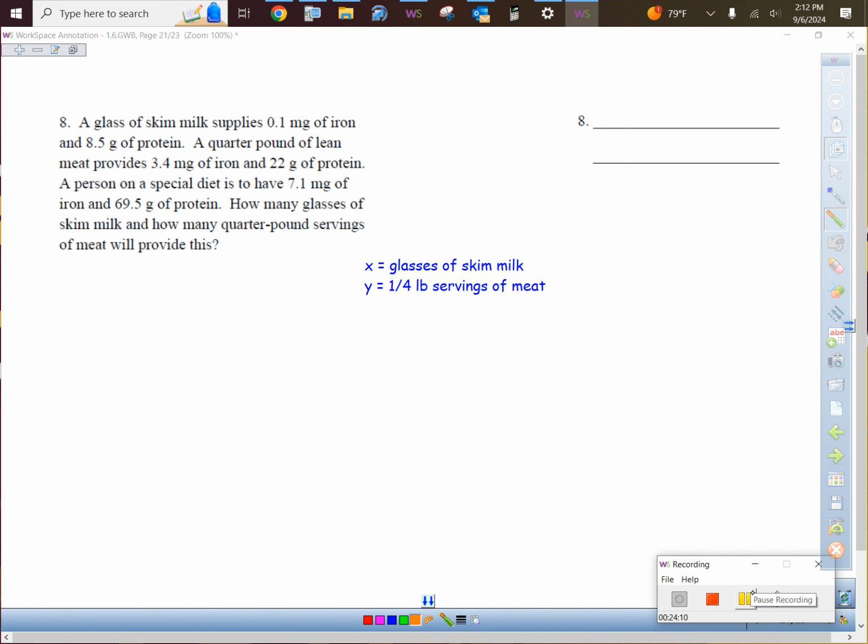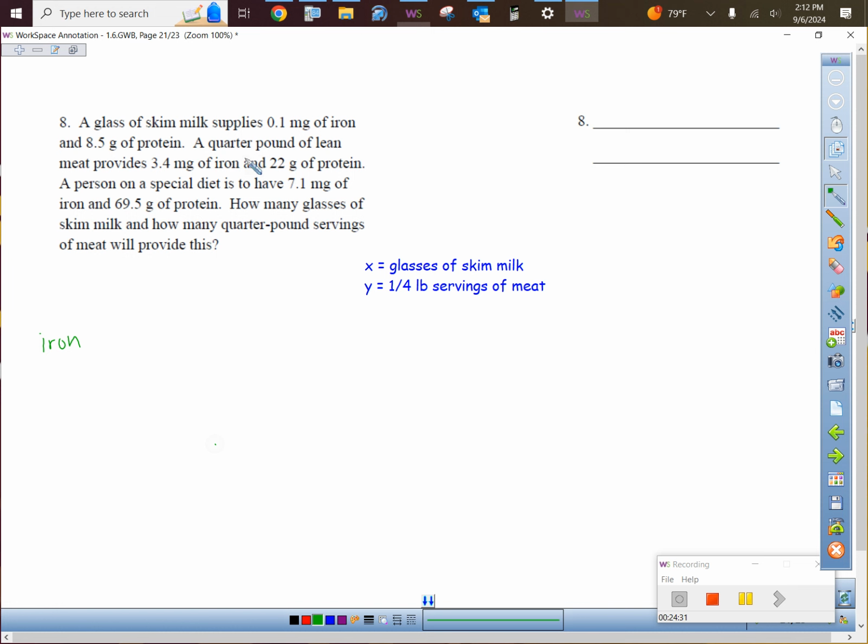But what them other major players are is what your 2 equations can be. Because isn't there something about iron and isn't there something about protein, right? So that tells you that you're going to need an iron equation and a protein equation. So I don't care if you write this down or not, but some people like it. I'm going to write an iron equation right here.